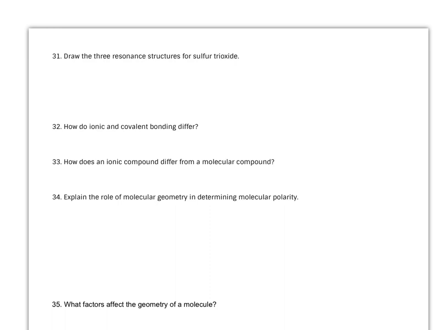Okay, we're on the back page, finally. And it says draw the 3 resonance structures for sulfur trioxide. So sulfur is obviously going to go in the middle. And then we're going to have the 3 oxygens coming off of it. Since sulfur and oxygen both have 6 valence electrons, if they each donate 1, then they're each going to have 5, so they're each not going to be happy.